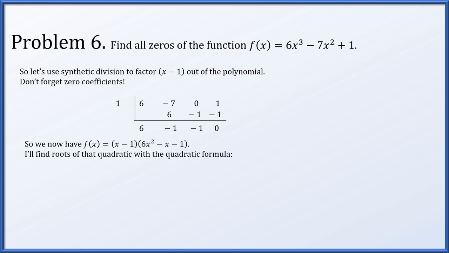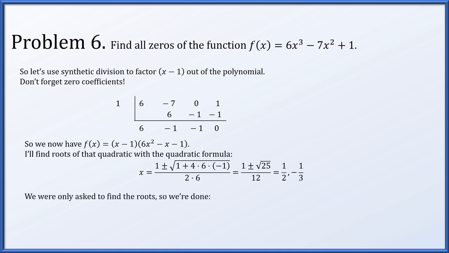factor that quadratic. It's a quadratic whose leading coefficient is not 1. I'm not a fan of guess and checking a whole bunch of stuff. I just default to the quadratic formula in this case, where little a is 6, little b is minus 1, and little c is minus 1 as well. If you work through the quadratic formula, you'll get that the two roots are 1 half and negative 1 third. We were only asked to find the roots of the function, by the way, so we're done.